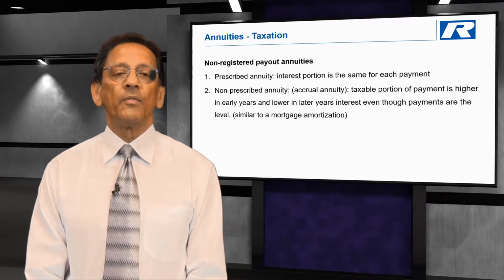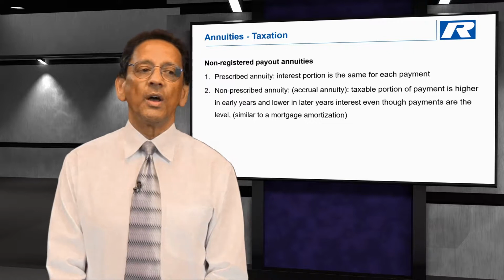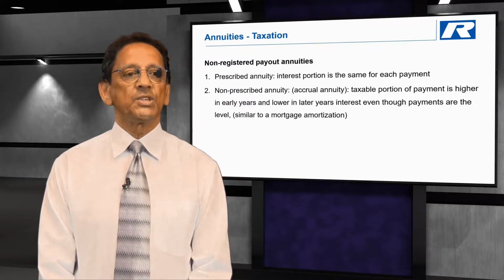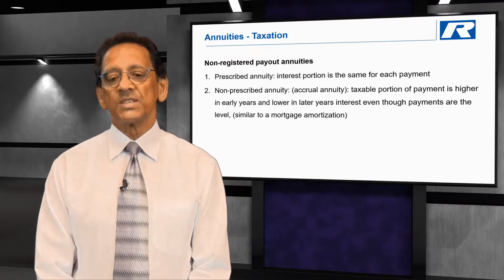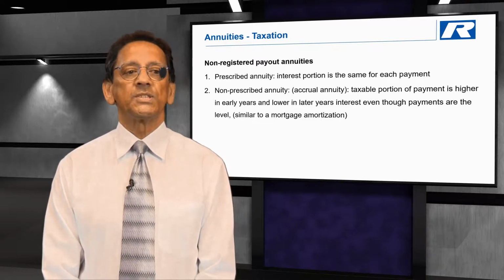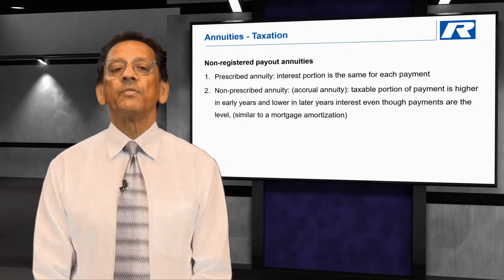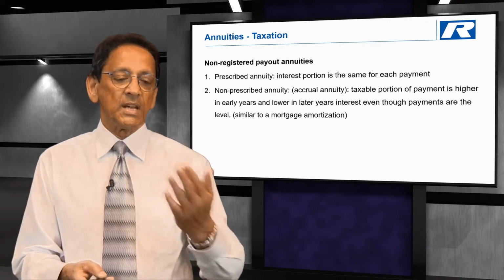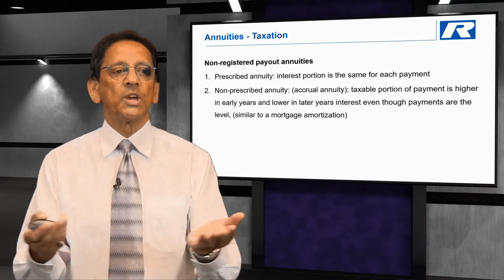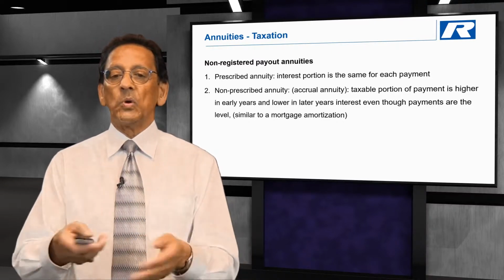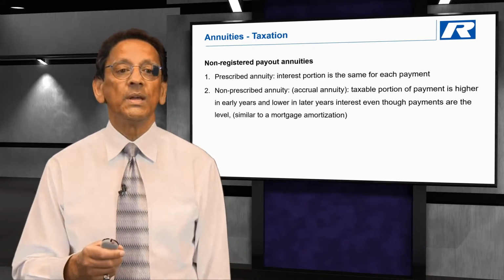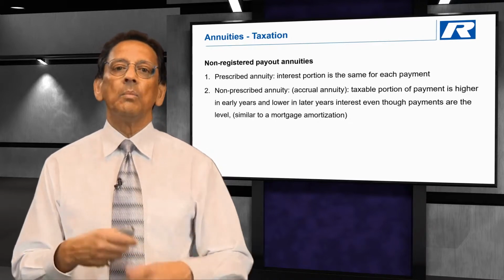Now, a couple of other points on payout annuities, non-registered payout annuities. There are two methods of taxation that you can select. First of all, a prescribed annuity. A prescribed annuity says from a tax standpoint, every payment we're going to treat as the same portion as principal and the same portion as interest. So as long as you keep a prescribed annuity, the taxable portion every year is going to be exactly the same.